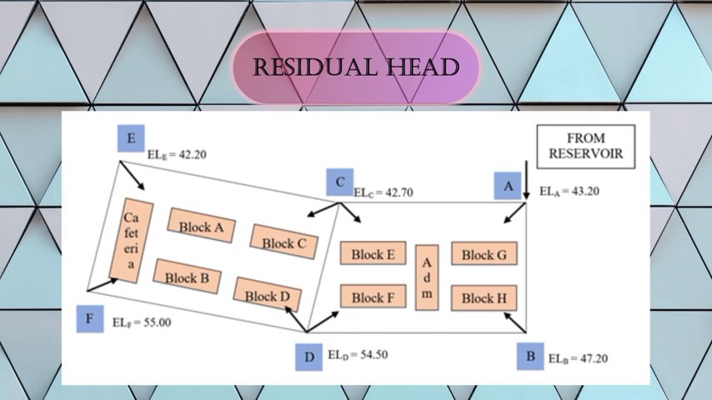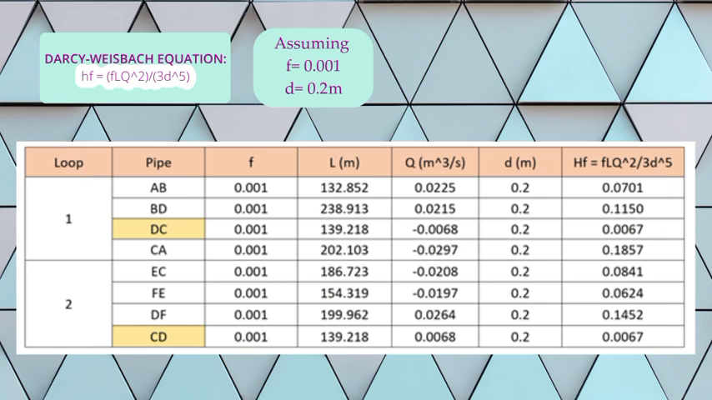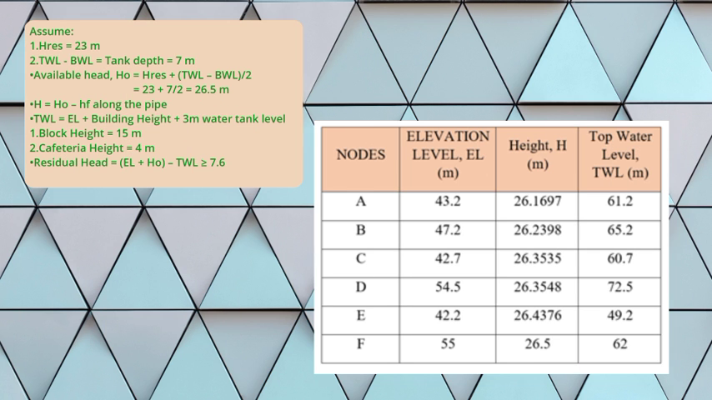As for residual head, first, we have to calculate the friction loss along the pipe using the Darcy-Weisbach equation. We assume f equal to 0.001 and the diameter for all pipes is 0.2 meter. Second, we calculate the available head at node F to classify it as main. Then, to get the head for other nodes, we just subtract the friction loss from the H node. Next, we calculate the top water level using the formula and assumptions.